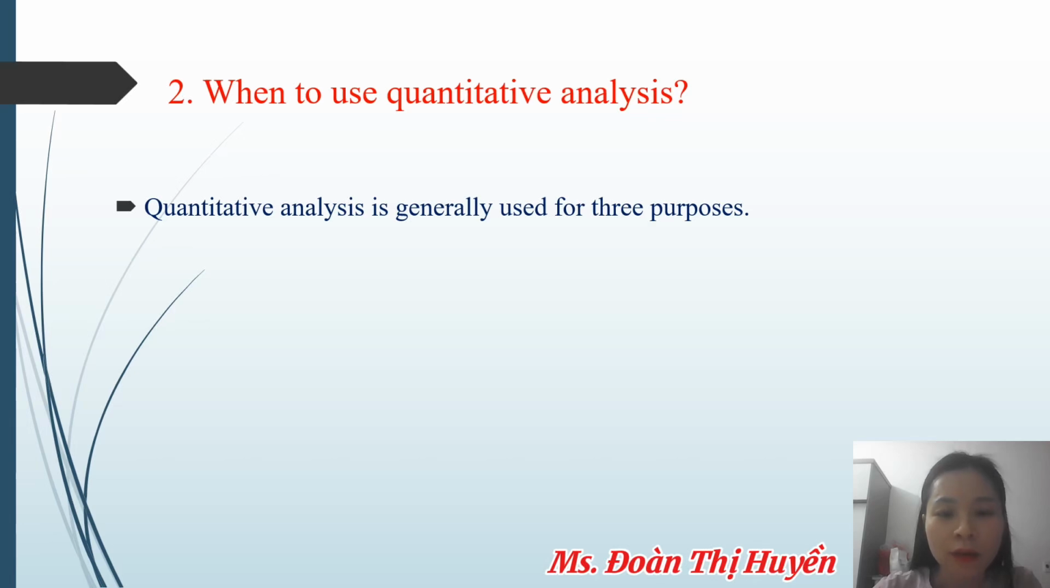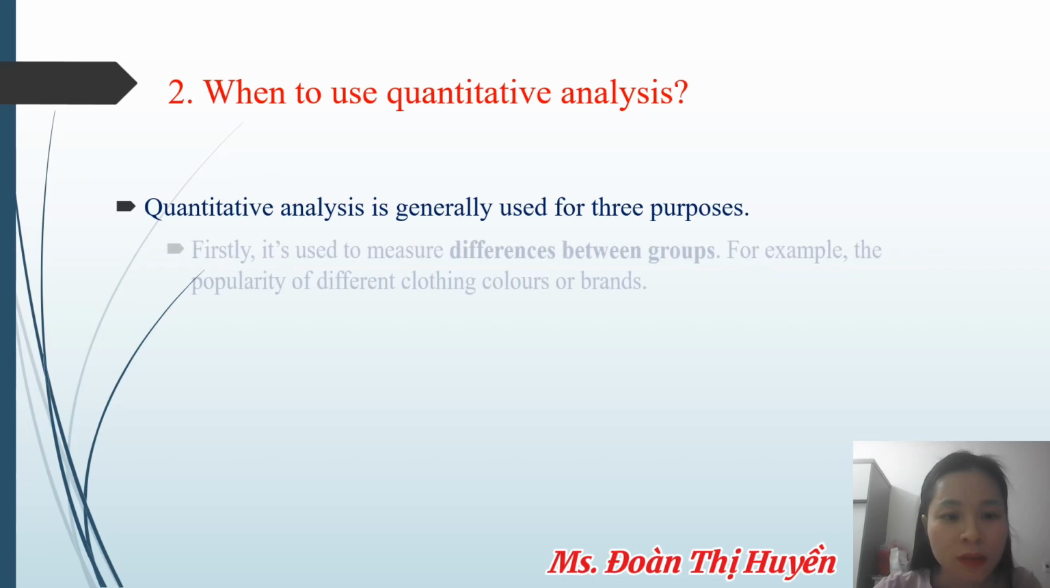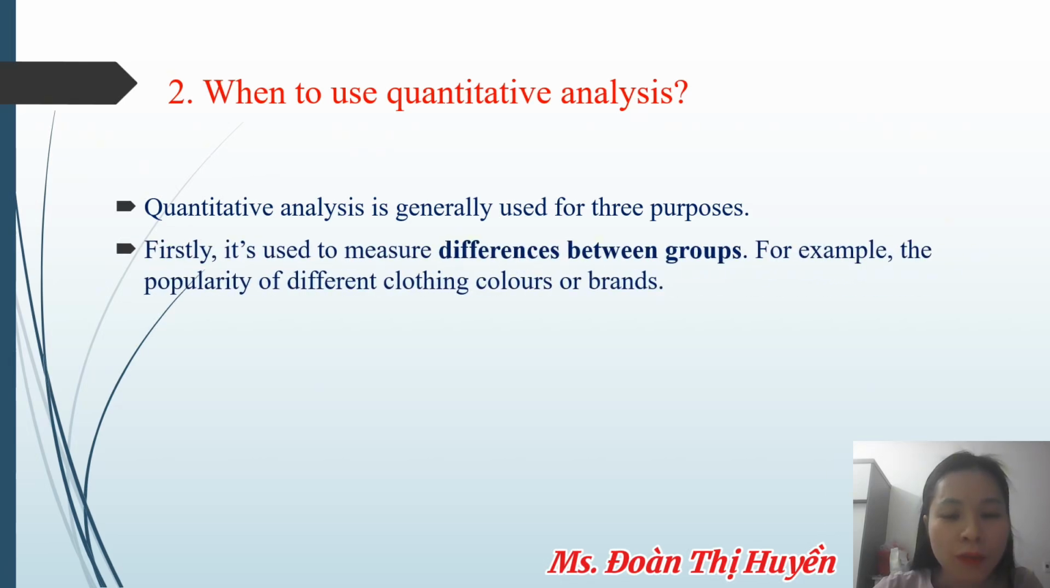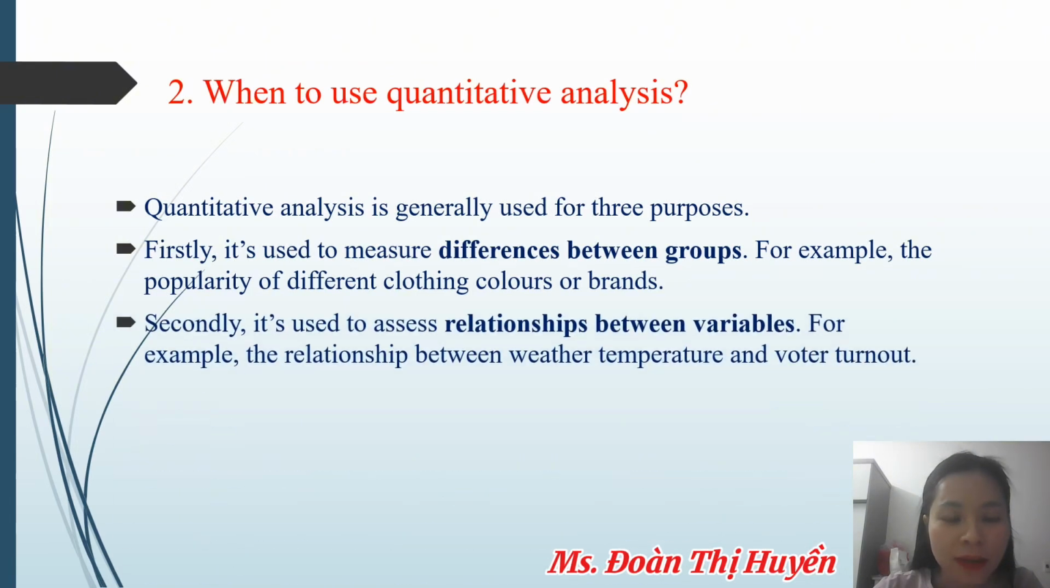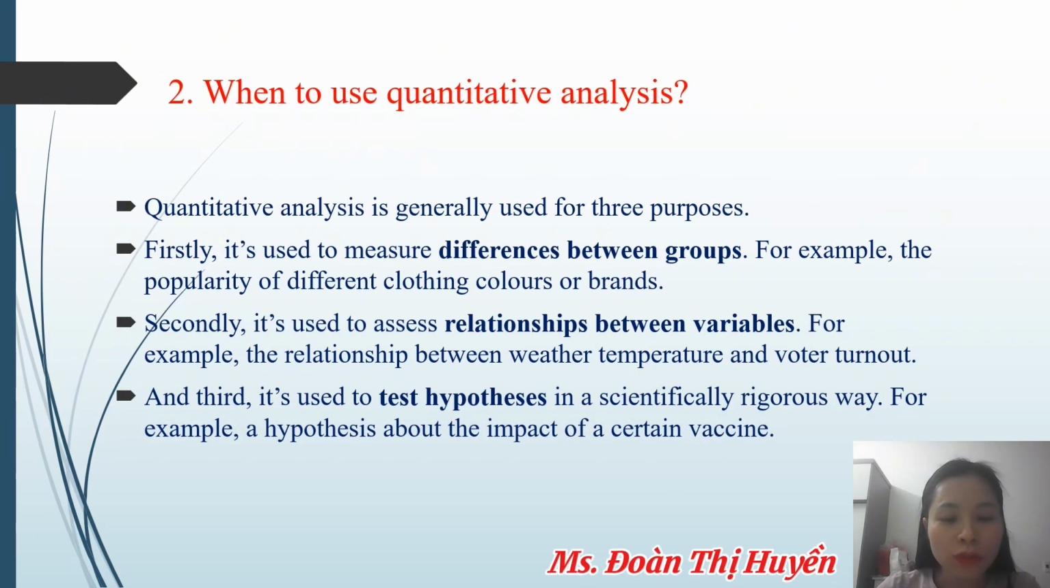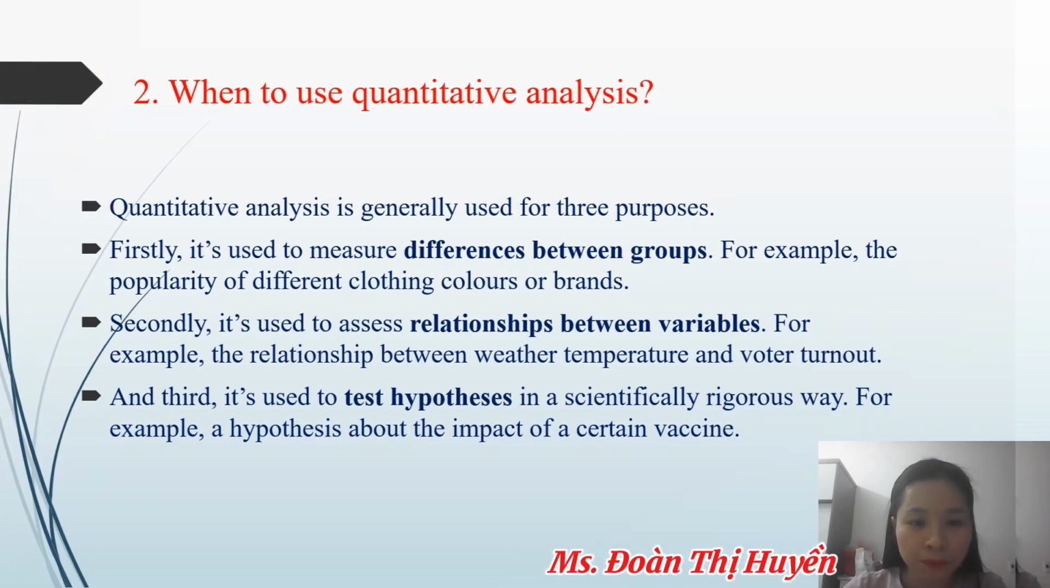Quantitative analysis is generally used for 3 purposes. Firstly, it's used to measure difference between groups. For example, the popularity of different clothing colors or brands. Secondly, it's used to assess relationships between variables. For example, the relationship between weather, temperature, voter turnout. And thus, it's used to test hypotheses in a scientifically rigorous way. For example, a hypothesis about the impact of a certain vaccine.